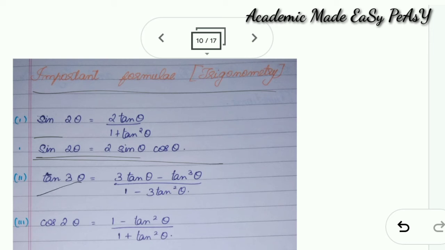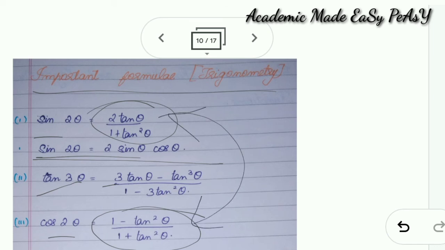Next, tan 3 theta is given. Tan 3 theta is equal to 3 tan theta minus tan cube theta divided by 1 minus 3 tan square theta. Next, it is cos 2 theta. Cos 2 theta is equal to 1 minus tan square theta divided by 1 plus tan square theta. So this is related to this, no? These two are related to your inverse trigonometric functions. I have taught you some tricks also in that video, so you can watch that video also.